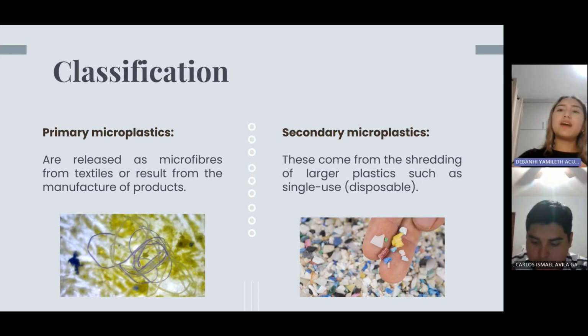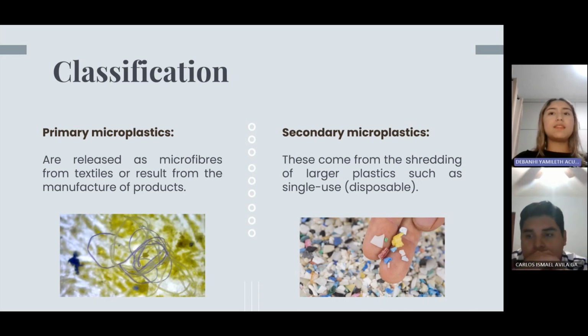The primary are released as microfibers from textiles or result from the manufacture of products. And the secondary microplastics come from the shredding of larger plastics, such as single use. This means that they are disposable plastics such as party plates and cups.